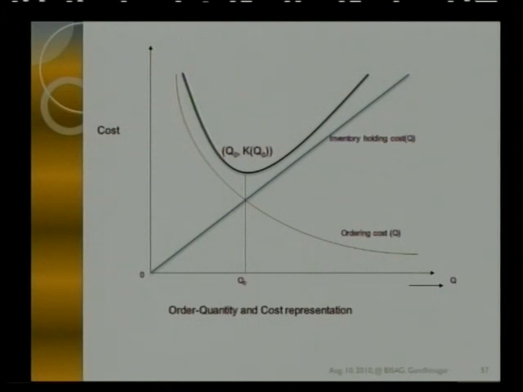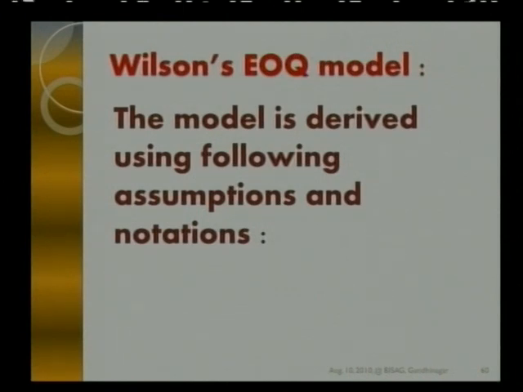That will turn out to be the optimal procurement quantity or optimal production quantity at which the sum of ordering cost and inventory holding cost will be minimum. Okay. To start with the first model, that is called Wilson's model.